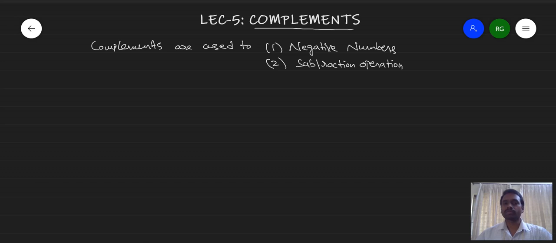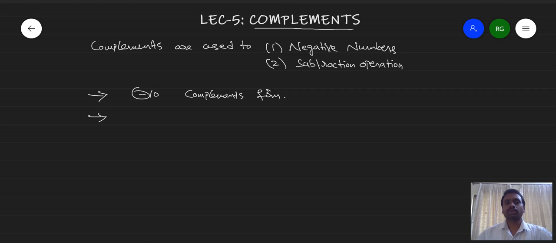So for example, let us see. In order to represent a negative number, we use a minus sign. If I say negative 10, that is written as minus 10. But digital circuits cannot understand the symbol. For this reason, whatever negative numbers you want to represent for a digital circuit are represented in complement form. So this is the first use, and the second use is in the subtraction operation.